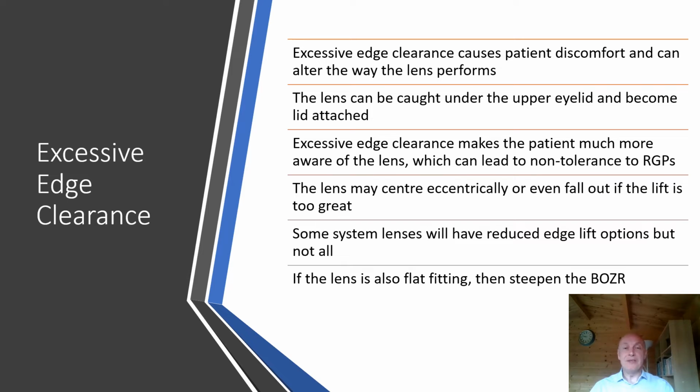Now, some system designs will have a reduced edge lift option, but not all of them. So it's important to check and understand the lens that you're using and fit into the patient. If you do see that it has excessive edge clearance, check with the fitting guide to see if a reduced edge lift option is available. If it's not, then it may be that we need to refit the patient into another lens, or possibly design a lens from scratch as a multi-curve with a reduced edge lift option. If, however, the lens is also flat-fitting and has excessive edge clearance, then steepening the BOZR may help us to reduce that excessive edge clearance.